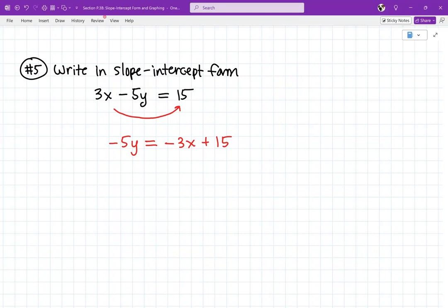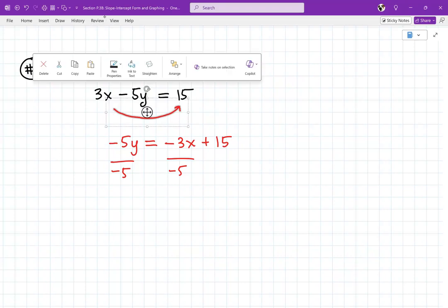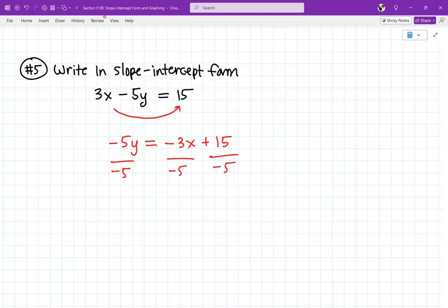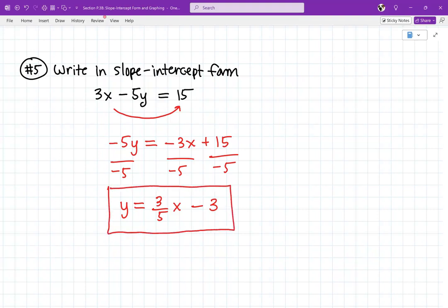Now I got to get y by itself, so I got to get rid of that minus 5 that's multiplying it. So in order to get rid of a negative 5 times y, we got to divide everything by negative 5. So y is equal to positive 3/5. Remember, a negative divided by a negative is a positive. So it's a positive 3/5 x minus 3, because 15 divided by 5 is 3, but one of those numbers is negative, so it's going to become a negative 3.